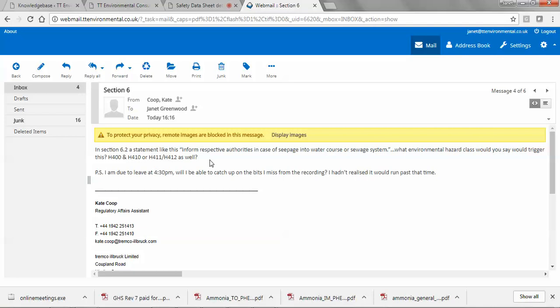I think it depends on the degree of hazard and the quantity of release, really. You may be better off informing everybody on all of the H400s, just to be on the safe side. Certainly 410, 411, 400, I would reckon you should probably inform.